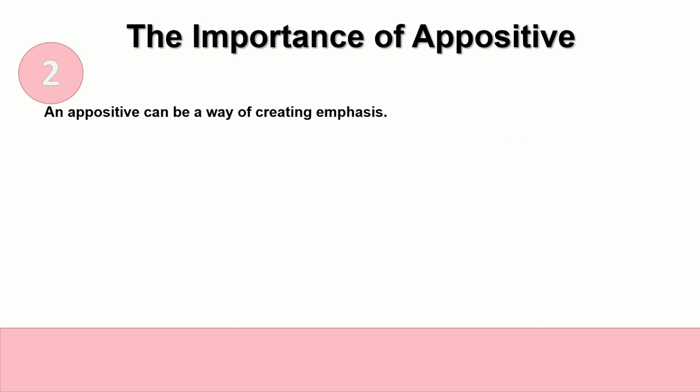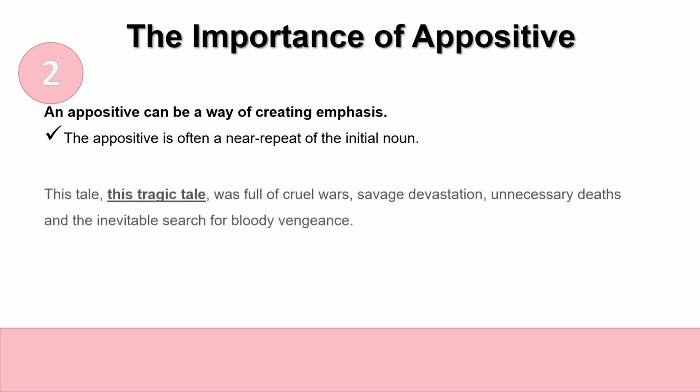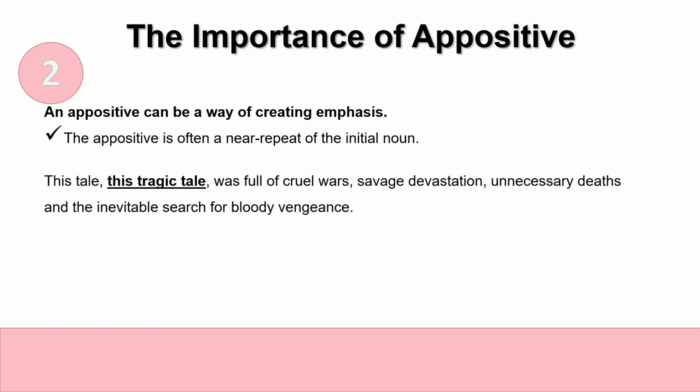You can put emphasis on your point by giving the appositive. How to do that? The appositive is often a near repeat of the initial noun. If you want to create emphasis, put the appositive as a near repeat of the initial noun. Look, this tragic tale, was full of cruel war, savage devastation, unnecessary deaths, and the inevitable search for bloody vengeance. This tragic tale repeats the information of this tale. Therefore, this kind of appositive also creates emphasis. Which tale? This one is so tragic and you want to emphasize that.